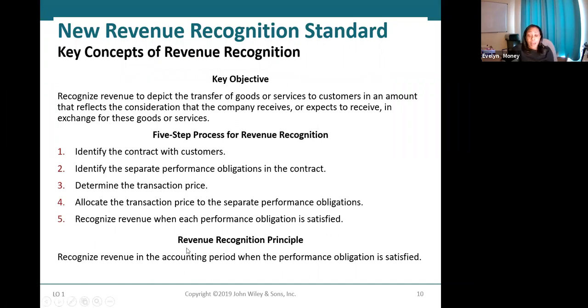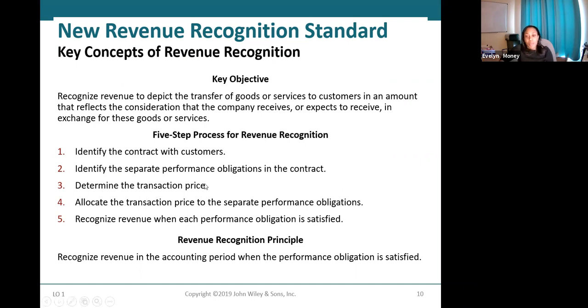So within the 5-step process for recognizing revenue, we have to first identify the contract. And then we have to identify the separate performance obligations. And when I say performance obligations, I mean, what is the corporation supposed to do? What is the customer supposed to do?